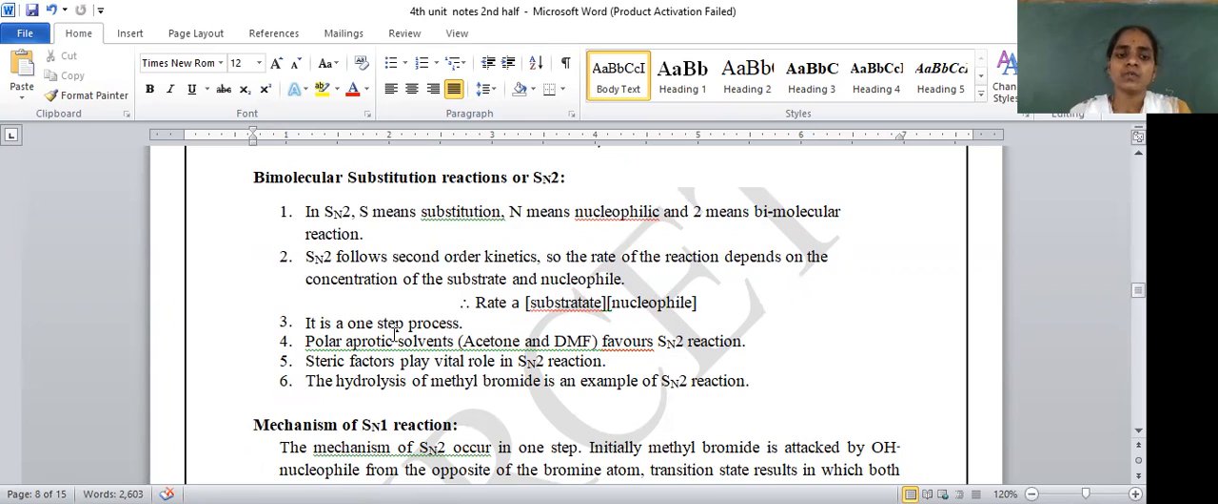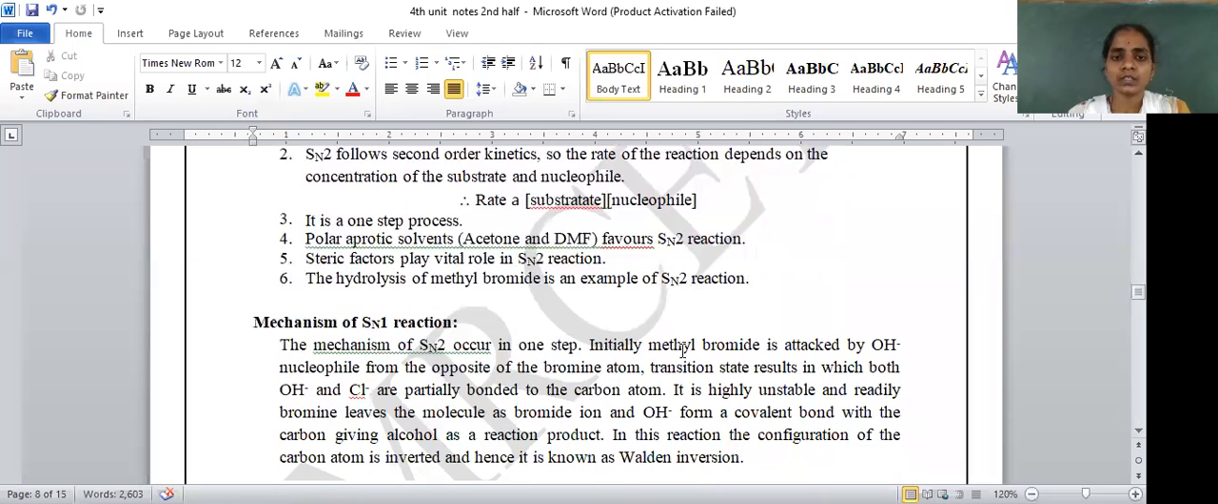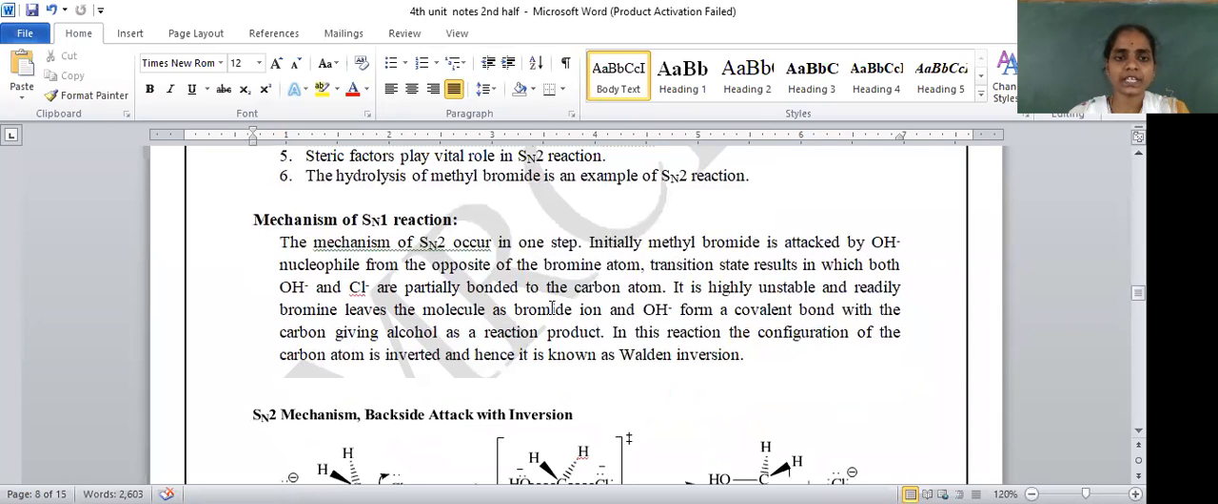Here it is only a one-step process, and the suitable solvents are aprotic solvents like acetone and DMF, which favor the SN2 reaction. The best example in an SN2 reaction is methyl bromide.